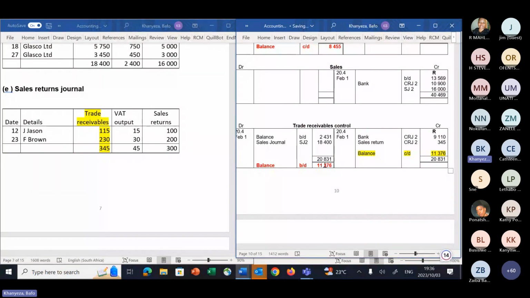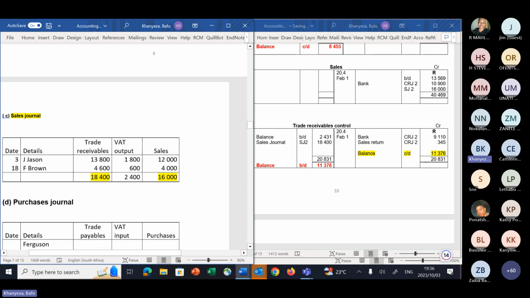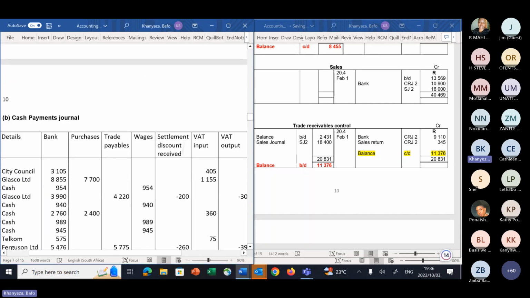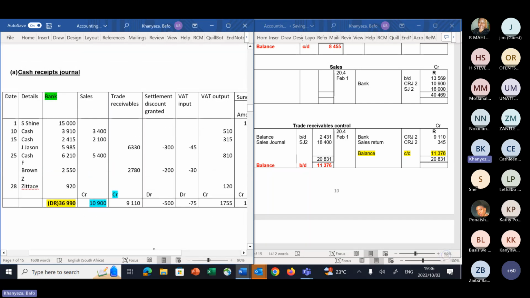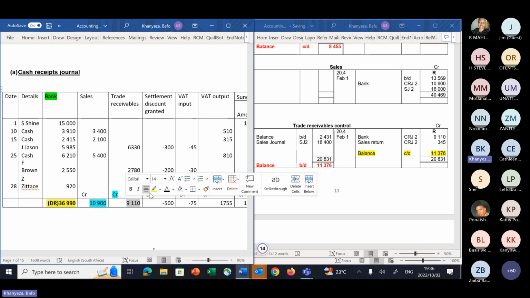Sometimes you might not see it with this transaction, but these transactions are repetitive. Maybe you'll see it with the third one or the fourth one. So this way, trade receivables control, we are following the pattern. So we've dealt with trade receivables. We are dealing with these things one by one.